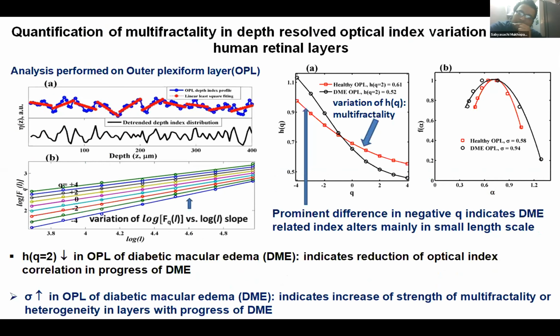We have deployed the same approach, using multifractal detrended fluctuation analysis to extract all those fractal parameters. This particular result is showing one particular layer, the outer plexiform layer. If you look at the observed DME, the diabetic macular edema, meaning the disease-affected case, again in the case of the Hurst exponent the value is decreasing. That means from healthy to disease cases, the correlation among tissues is decreasing. But from the singularity spectrum width, in figure B, you can see the value is increasing from healthy to disease cases, because the tissue surface heterogeneity increases due to broken collagen fiber.